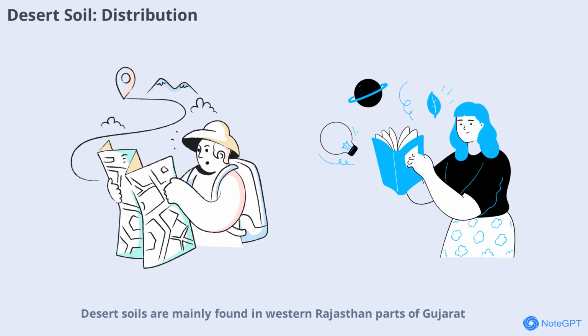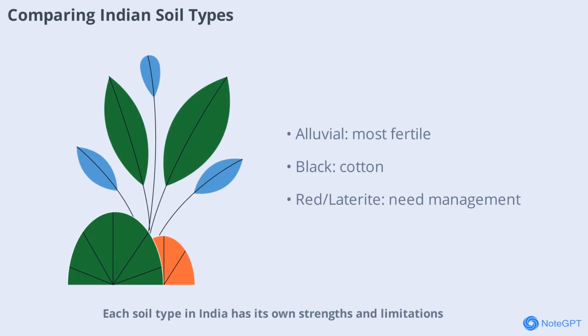Desert soils are mainly found in western Rajasthan, parts of Gujarat, and some areas of Haryana and Punjab. These regions receive very little rainfall and experience extreme temperatures, shaping the unique properties of desert soil. Each soil type in India has its own strengths and limitations. Alluvial soils are the most fertile and widespread, while black soils are ideal for cotton.